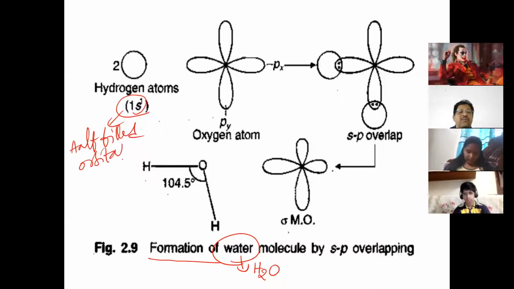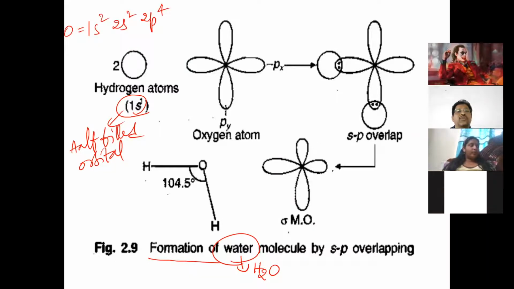Now from oxygen, the electronic configuration is 1s2, 2s2, 2p4. What is the atomic number of oxygen? 8. That's why the electronic configuration is 1s2, 2s2 and 2p4. Now 2p4 indicates how many orbitals? 3 orbitals: 2px, 2py, 2pz. How many electrons in the 2p orbital here? 4 electrons. So how to fill the 4 electrons?